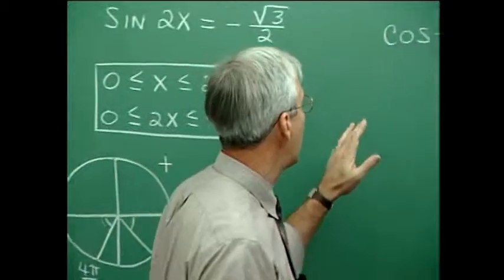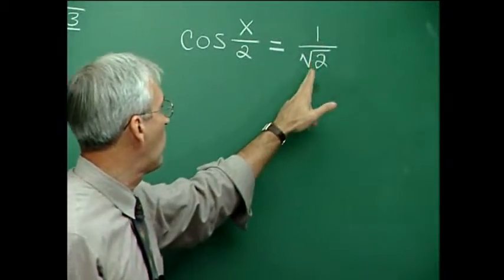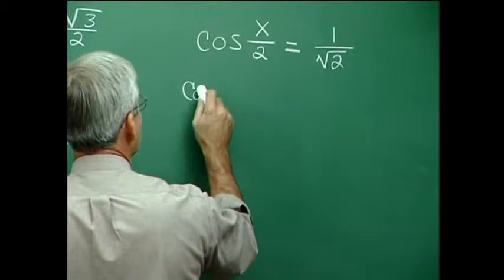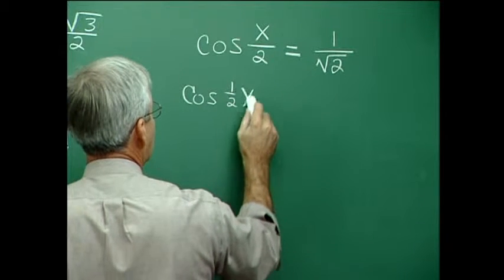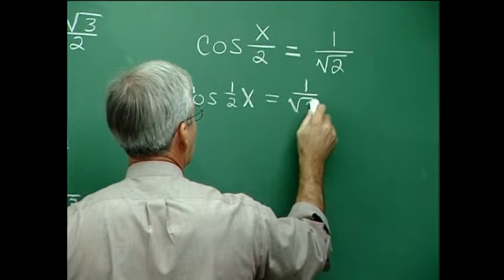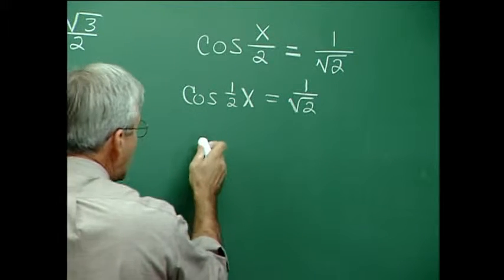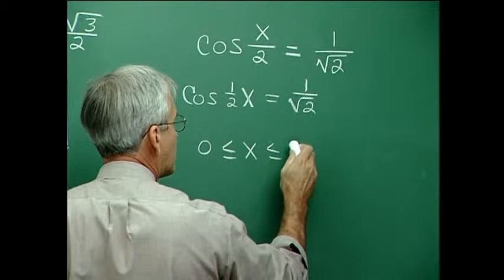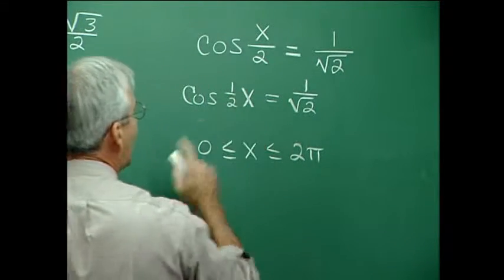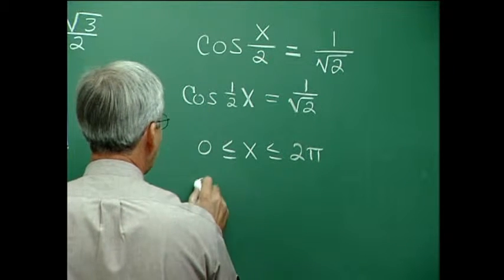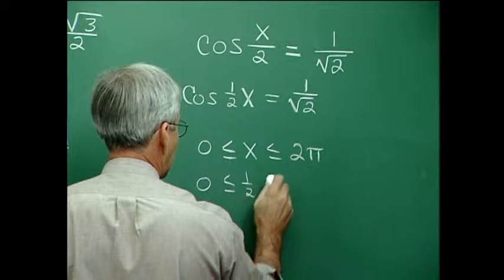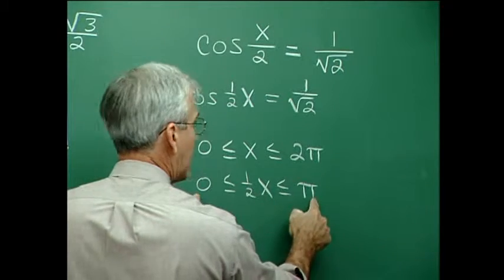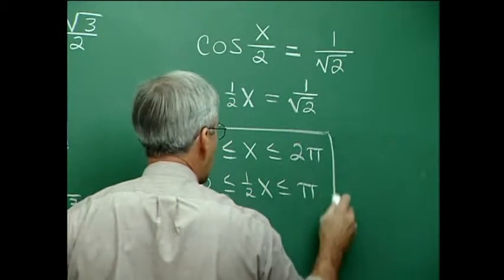In this next one, very similar idea. We have cosine x over 2 equals 1 over the square root of 2. And you begin the analysis by thinking that this is cosine 1/2 x. Let's think about it like that. And if we're saying that x is falling between 0 and 2 pi, then what about 1/2 x? Well, taking 1/2 in all parts, then 1/2 x is falling between 0 and pi. All right, let's keep that in mind as we go through our analysis.